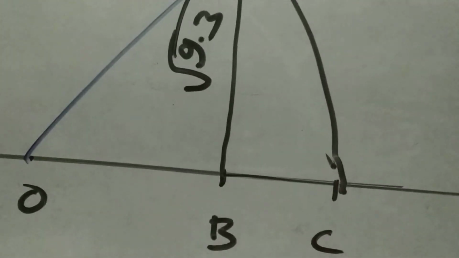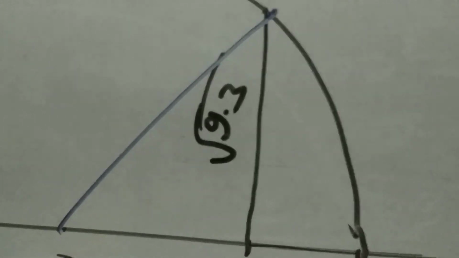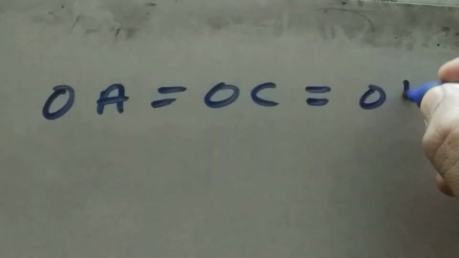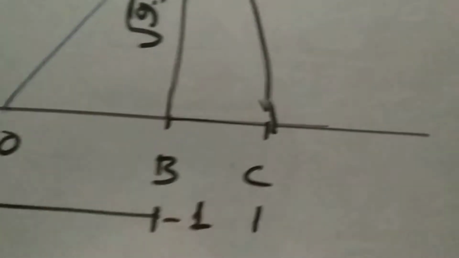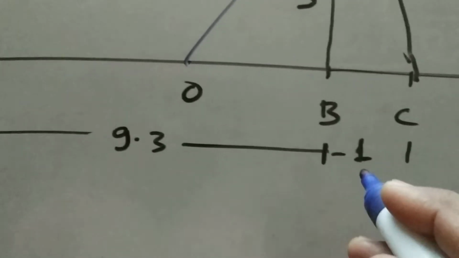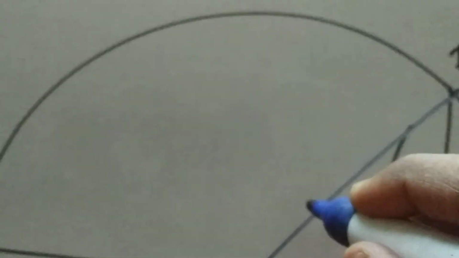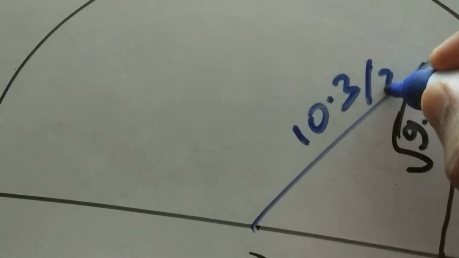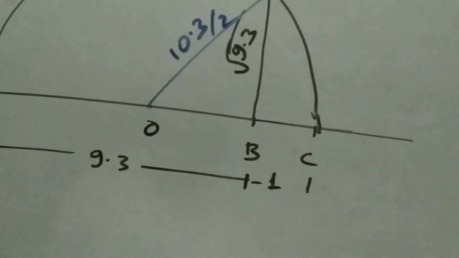Now OD is equal to what? OA equal to OC equal to OD is equal to how much? It is half of AC. AC is equal to how much? 9.3 plus 1, 10.3. 10.3 upon 2. So OD is equal to 10.3 upon 2, right?